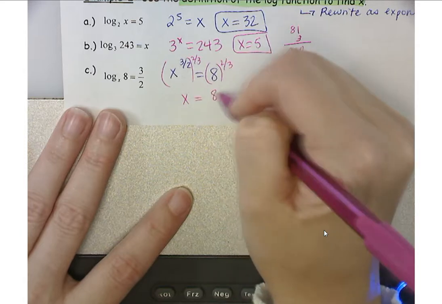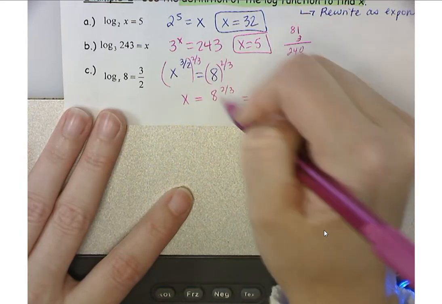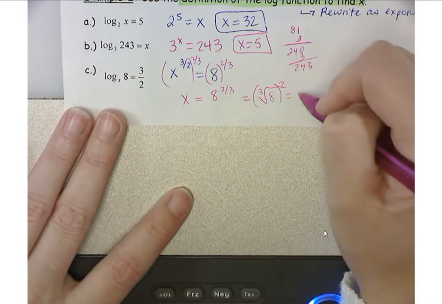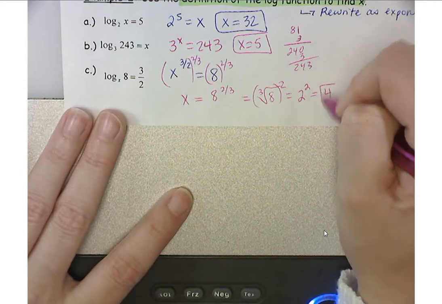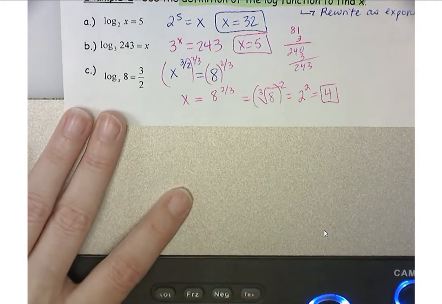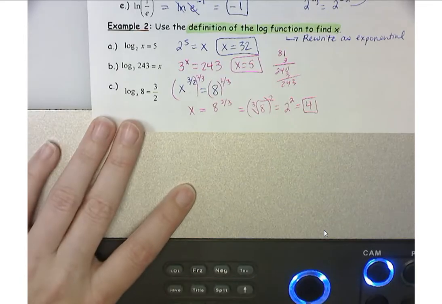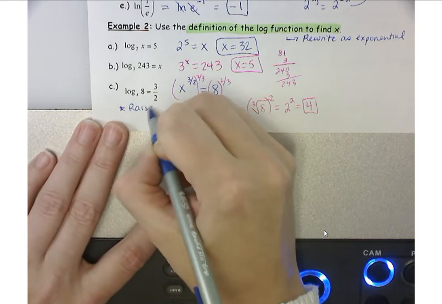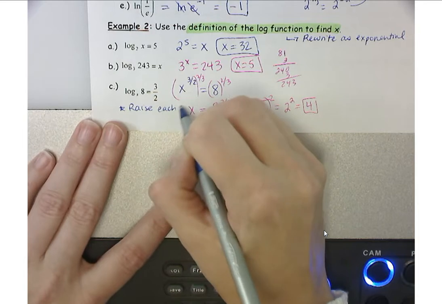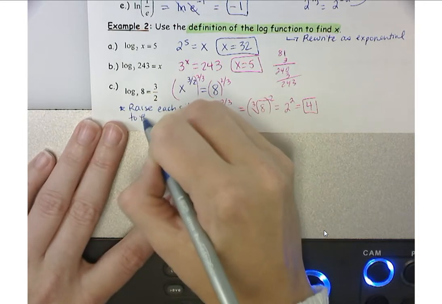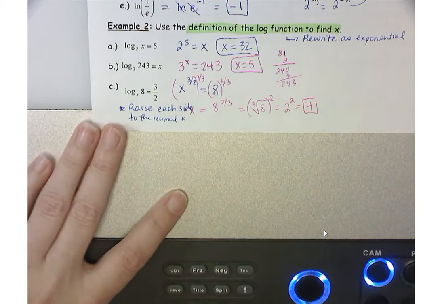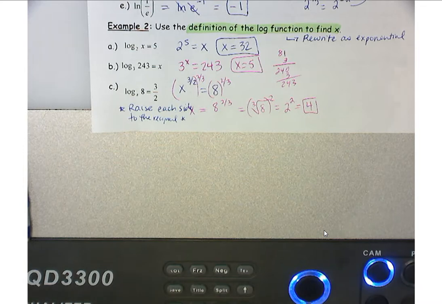And then all I would have to do is evaluate 8 to the 2/3, which we just talked about, would be the cube root of 8 squared. The cube root of 8 is 2. 2 squared is going to be 4. Okay, and that's why 4 is going to be your final answer. So again, if you have a power like this, then you can raise each side to the reciprocal. You can always raise each side to the reciprocal in order to solve.